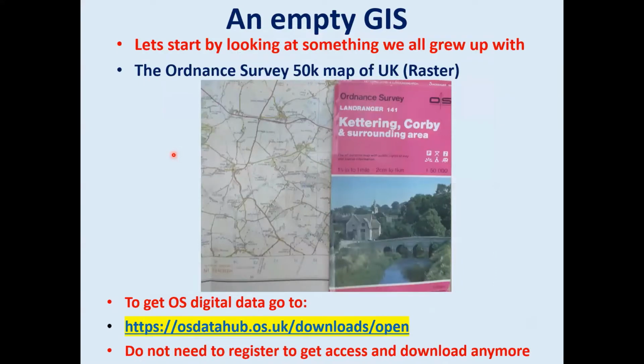So let's start by looking at something we all grew up with, well, any of us who are probably over the age of about 30 or 40. Here we've got a typical Ordnance Survey 50K map of the UK. And actually, this is a raster image; a map is made up of a series of very small printed dots, if you could look at it small enough.